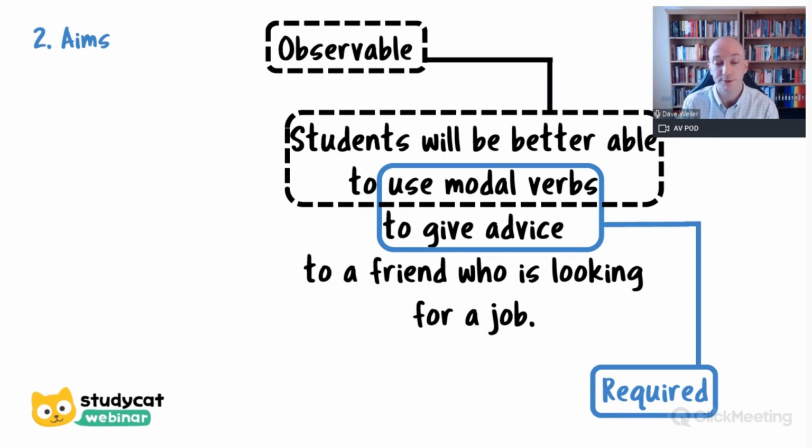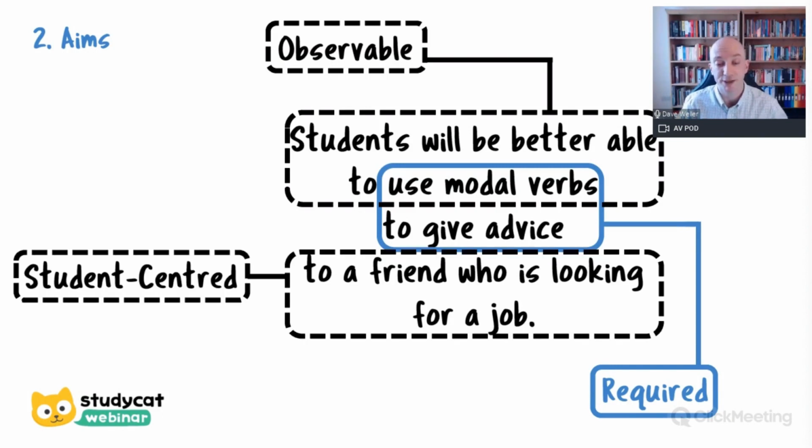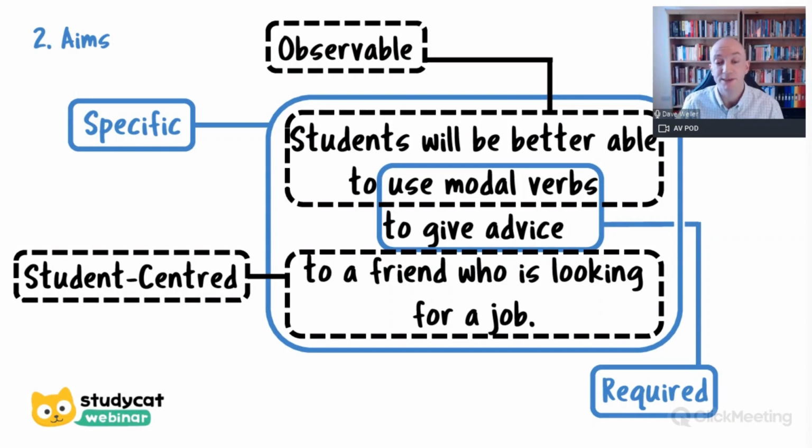Then we can make sure it's observable, and maybe make a plan or an activity where they can observe the students using that in conversation. Student-centered, by asking them about a friend of theirs, then they can imagine a friend that they've had to talk to before. And specific, when everything's included, it becomes very specific.